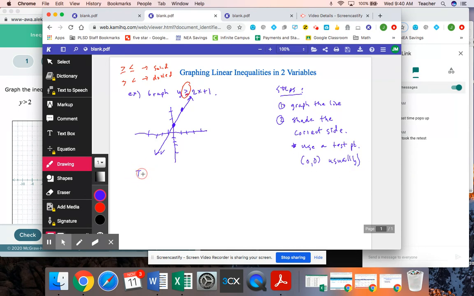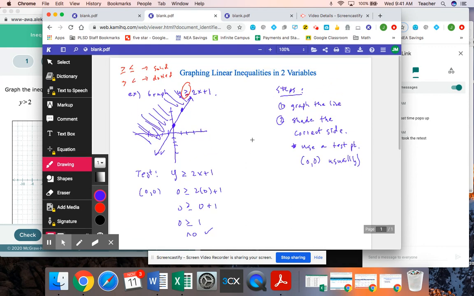So what do I mean by that? Let me test it. If y is greater than or equal to 2x plus 1, I want to use the point 0, 0, which is on this side of the line, to test it. So that means 0 is greater than or equal to 2 times 0 plus 1. Is 0 greater than or equal to 0 plus 1? Or is 0 greater than or equal to 1? The answer is no. So 0, 0, which sits on this side, is not a part of the solution. That means my solution lies over here, so I'm just going to shade this side over here. So that's the sketch of that graph.